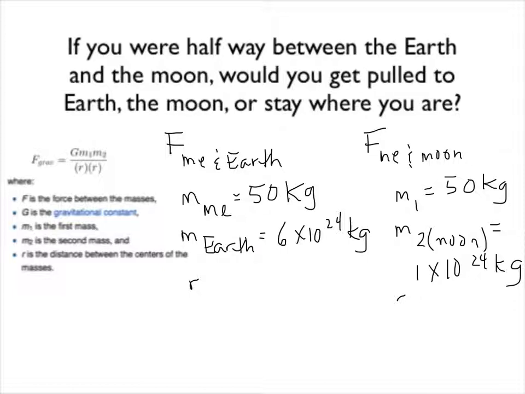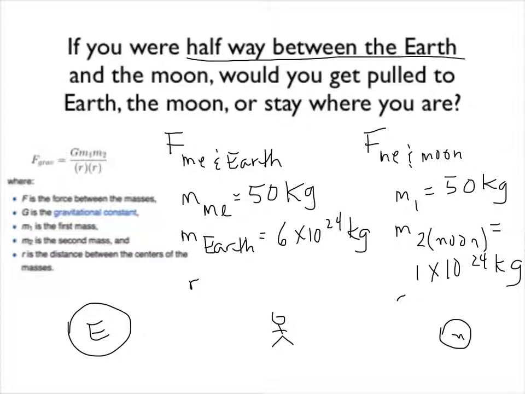If we have, here's Earth, here's the moon, and here's me hanging out in the spacesuit in between. Well, if we look back at our problem, it says you are halfway between the Earth and the moon. Well, that means that the distance between the Earth and me, floating in space, is the same as the distance between me and the moon as I float in space.